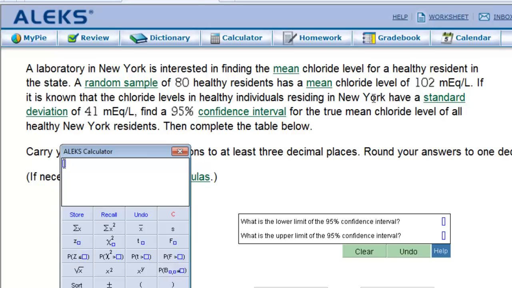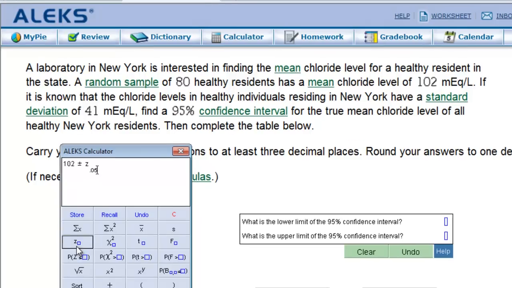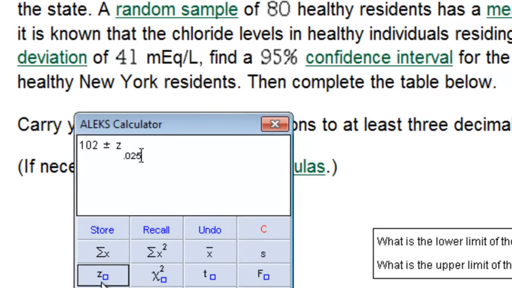I start with the sample mean chloride level, which is 102. I hit the plus or minus button, so it'll calculate both for me at once. And then I need z of alpha over 2. Alpha over 2 is 0.05 divided by 2, which is 0.025. So you can just type that in, times the standard deviation, 41, divided by the square root of 80, which is about 9.